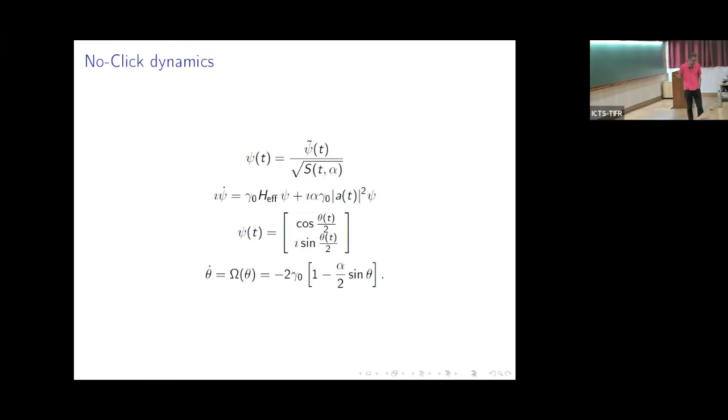So with the choice of the system Hamiltonian being sigma x, we can show that if the initial state is chi 1, then we can show that theta evolves in accordance with this equation.